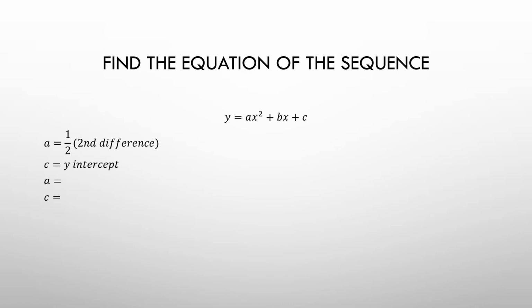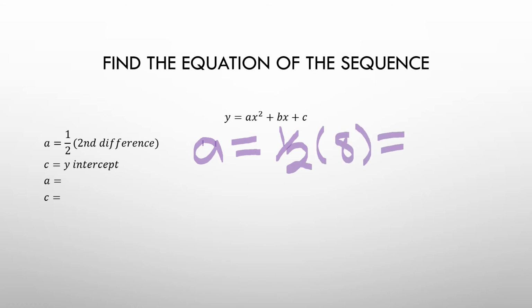Find the equation of the sequence. We know the general formula of a quadratic function is y equals ax squared plus bx plus c. We know that a is half of the second difference and c is the y-intercept. So we can find the values of a and c here. Our second difference was 8, so half of 8 is 4. So a is 4. From the table, when we work backwards to find the 0 term, so when x is 0, the y value we have is the y-intercept. So our c is 0.